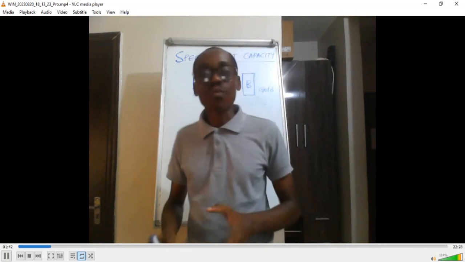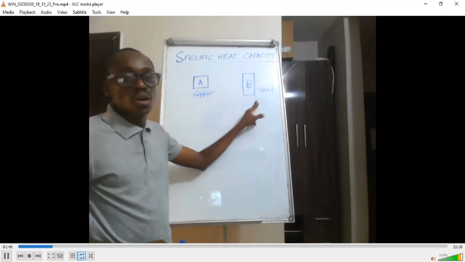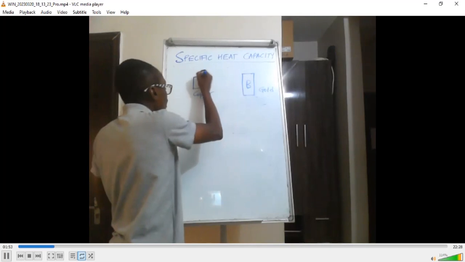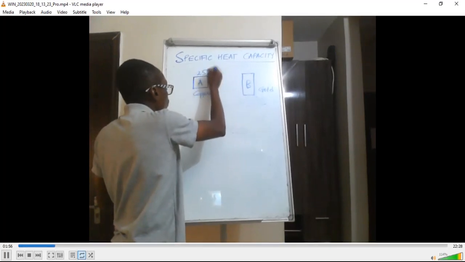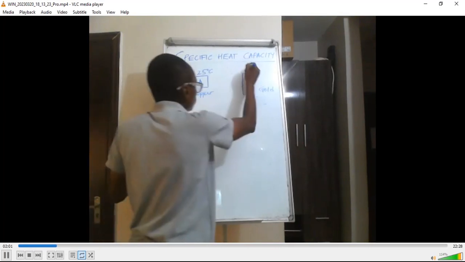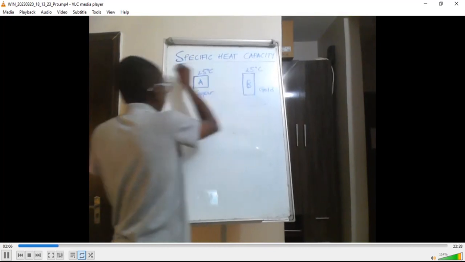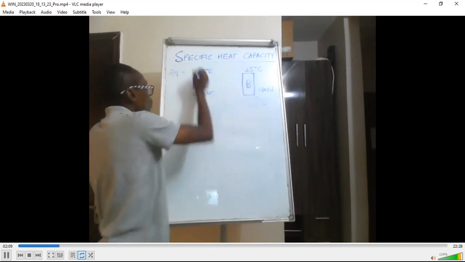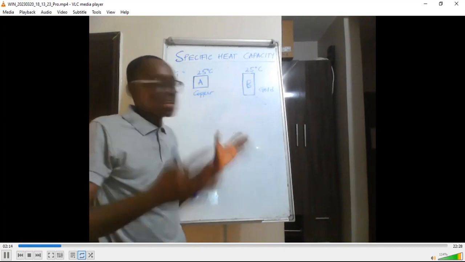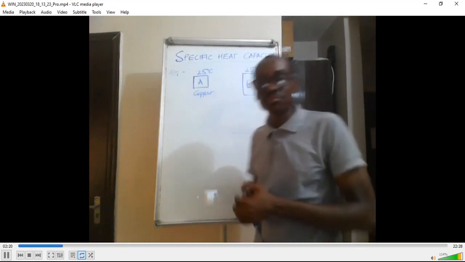So let me take a scenario whereby we have two bodies, body A, which is made of copper, and body B, which is made of gold. Let's assume that body A is at a temperature of 25 degrees Celsius initially, and body B is also at a temperature of 25 degrees Celsius. This is the initial temperature, 25 degrees Celsius, 25 degrees Celsius. Now if you bring body A and B in contact with one another, what is going to happen?